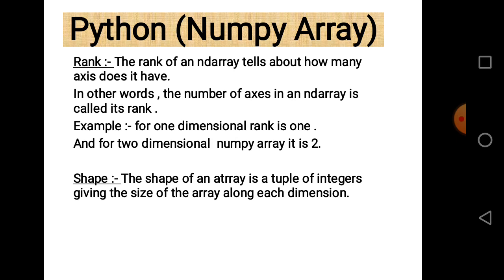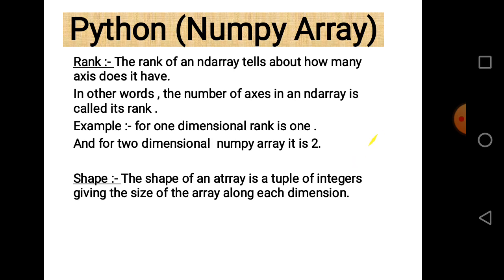Next is rank. The rank of an ndarray tells how many axes it has. For example, if we have a two-dimensional array, then the rank is 2. If there is a one-dimensional array, then the rank is 1, and for a three-dimensional array, the rank is 3. In other words, the number of axes of an ndarray is called its rank.